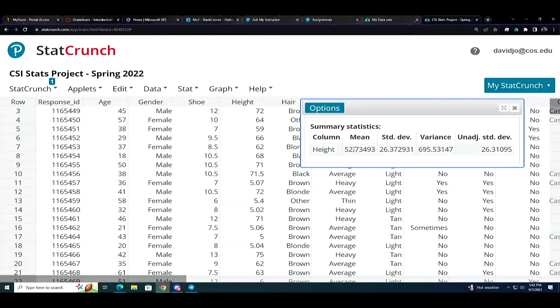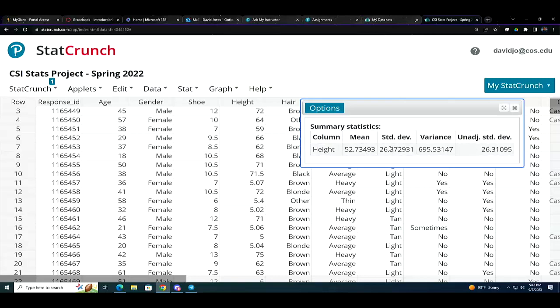So this is talking about the mean height in inches. It says 52.73. It says a standard deviation of 26. 26 is over 2 feet. And the variance is that number squared. And look how close the unadjusted is with the one that says just regular. We got 26.372 and we've got 26.310. They're pretty close.